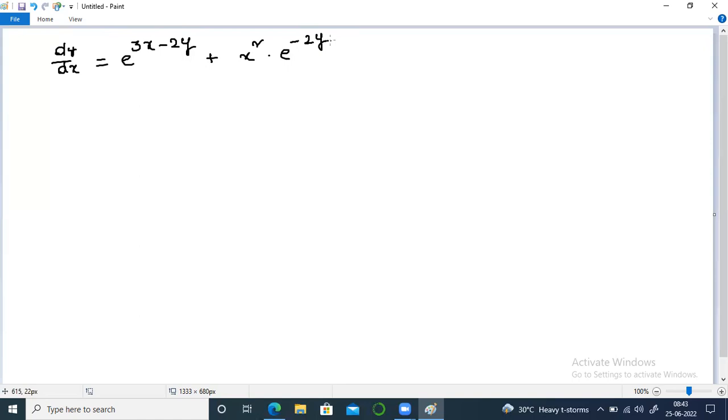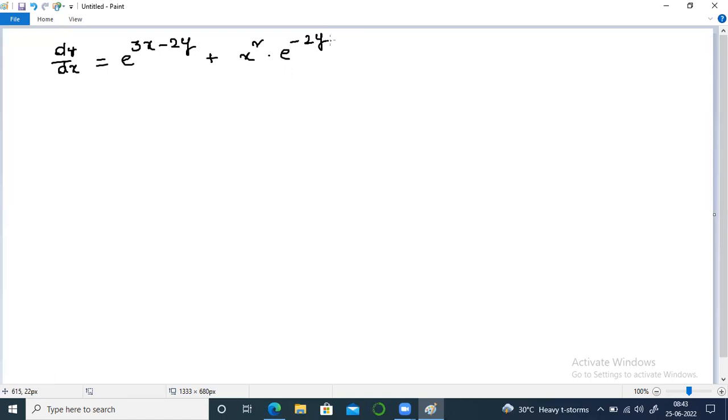By seeing it, firstly you have to observe one thing: what is the degree of the differential equation, and what is the order? Both are 1. In this, the variables are x and y. y is on top and x is below, so y is the dependent variable and x is the independent variable.